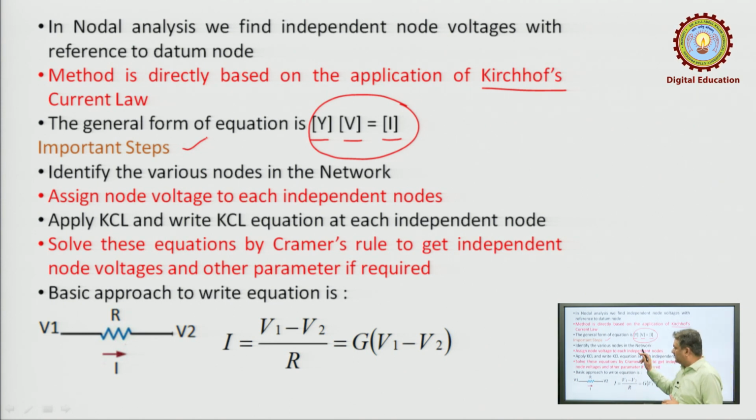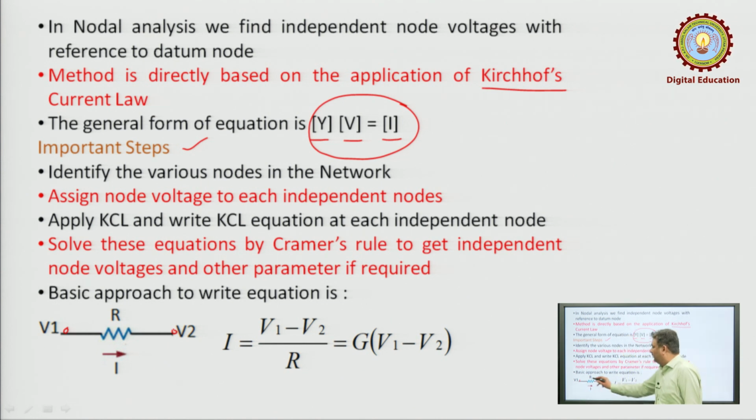After writing the KCL equations, we will solve them using Cramer's rule to get the independent node voltages, and after getting the independent node voltages we can find the currents. Now, here in nodal analysis, suppose a resistor is there and the voltages at the two ends of the resistor are V1 and V2. How will you obtain the current?